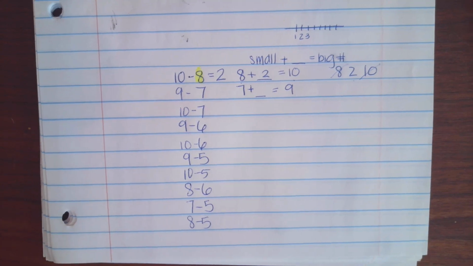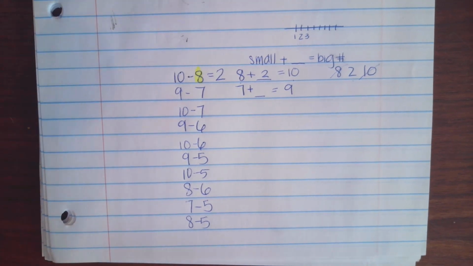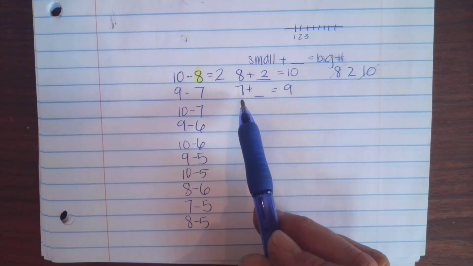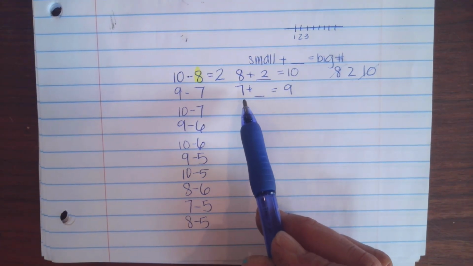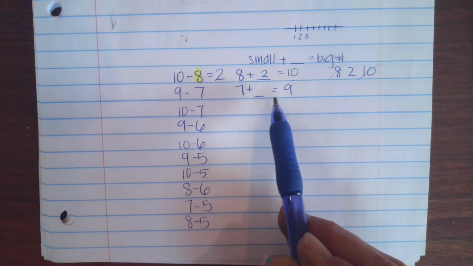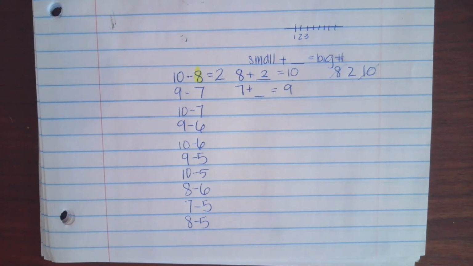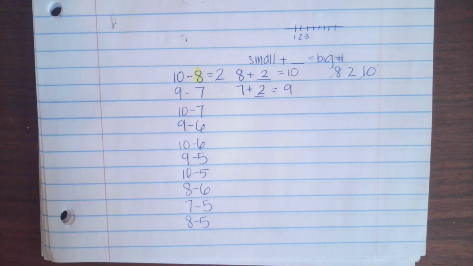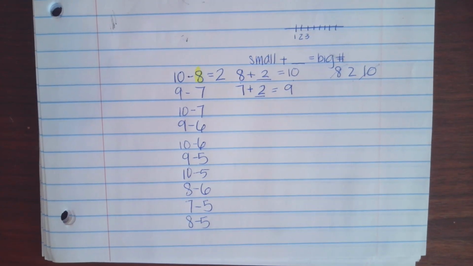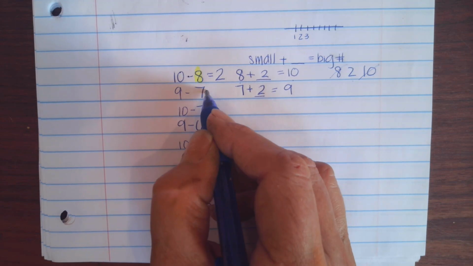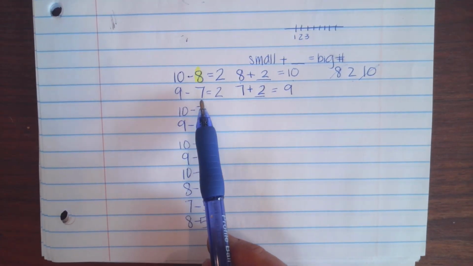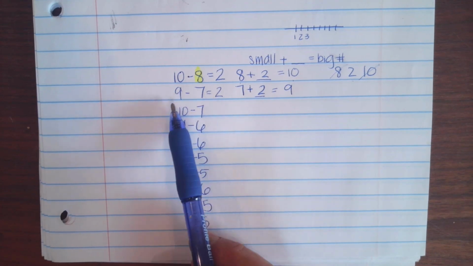once you practice this strategy. Okay, our next one is to ask, if we're at 7, how many jumps do I have to get to get to 9? I have to go up 8, 9. That's 2 jumps. 7 plus 2 equals 9. 9 minus 7 equals 2. Because it's a fact family, we have to use a 9 and a 7 and a 2 that go together.